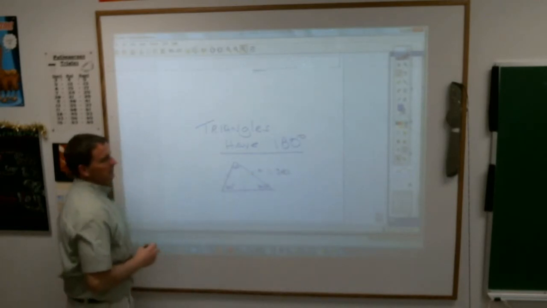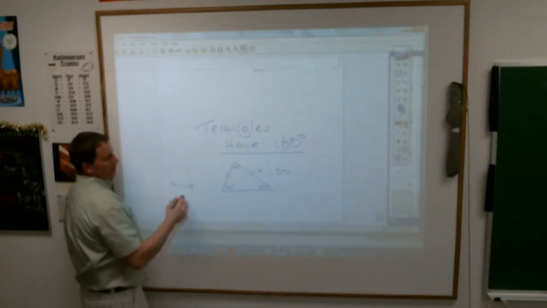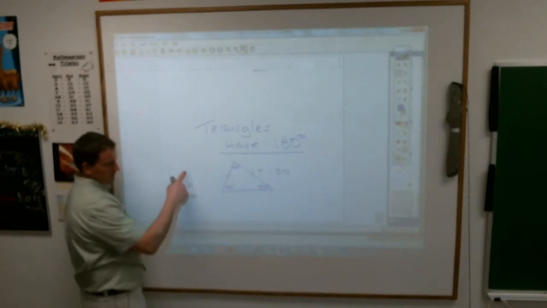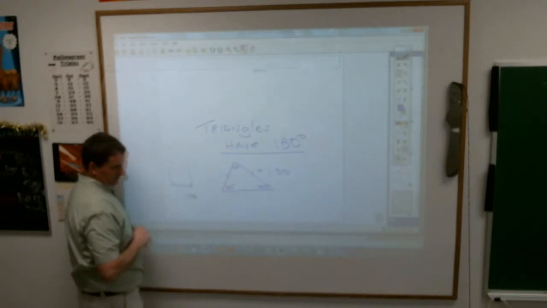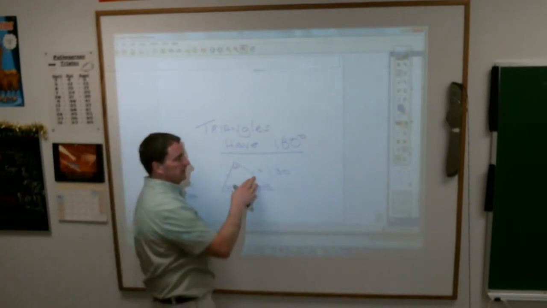If you had two angles that were both 90 degrees, that already is 180 degrees, leaving no degrees left for the third angle. Triangles can't have more than 180 degrees because the definition of a triangle is 180 degrees.